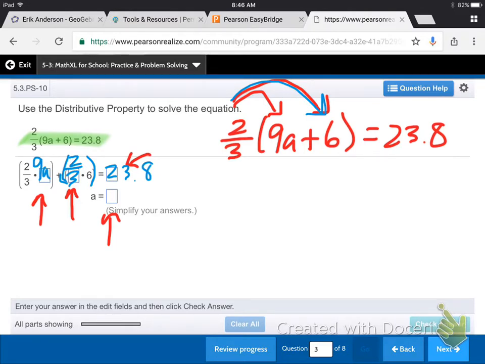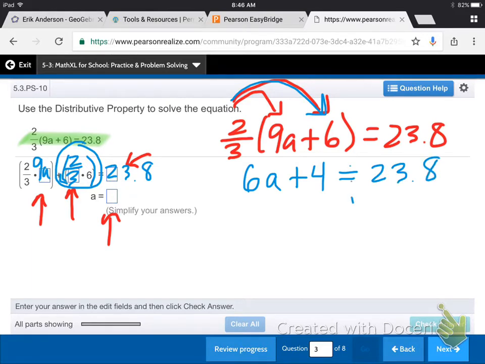So what's 2/3 times 9? Well, that's 2 times 9 is 18 divided by 3. 2 times 9 is 18, divided by 3 is 6. So the first term is actually 6a, 2/3 times 9a. Plus, and then we do this part right here, 2/3 times 6. So 2 times 6 is 12, divided by 3 is 4. So that's the whole left side of the equation. Nice, right? And then it equals 23.8.